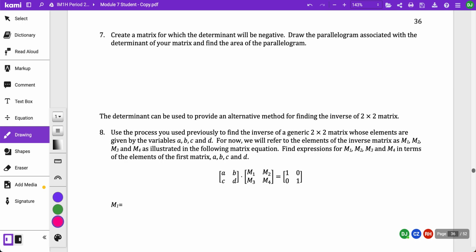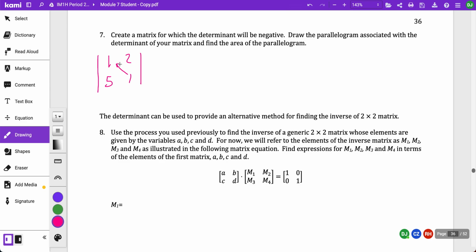Before we get there, though, it says create a matrix whose determinant will be negative. Draw a parallelogram associated with the determinant of your matrix and define the area of the parallelogram. So there's one thing. Area, distance can never be negative, but you can have a negative determinant. So let's say I have something like this, 1, 2, 5, 1. And it says find the determinant. Well, first off, how do I know it says find a determinant of the matrix? Remember, it's going to be defined as these straight lines.